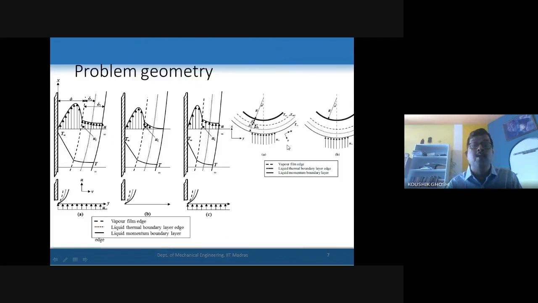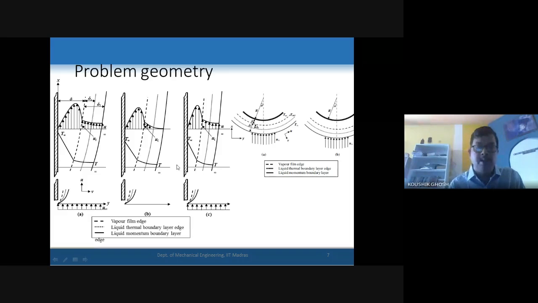Okay. So this is the problem geometry of the unit model, this plate geometry and the spherical geometry, and you can see that there is a vapor layer. There is a thin vapor layer in the film boiling configuration. There is a liquid layer. Okay. So in the sphere also you find the vapor layer, liquid layer. There is a thermal boundary layer and a hydrodynamic boundary layer in the liquid, and in the vapor there is a single layer. So basically it is a two-phase boundary layer problem.